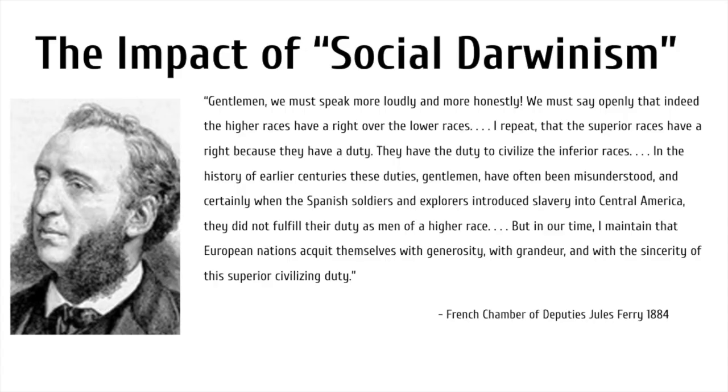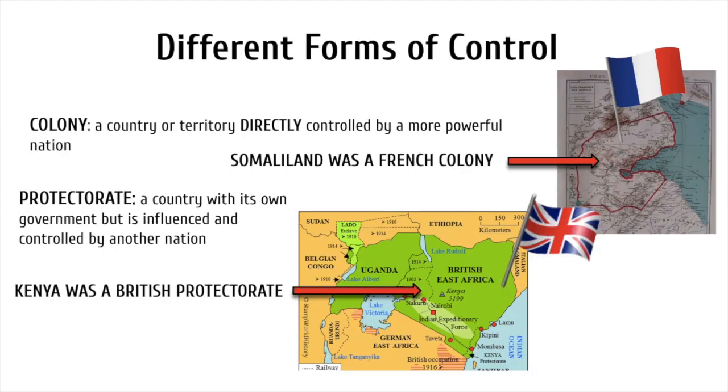But again, these people are talking about how it's their responsibility to civilize people that they deem to be uncivilized. That is their responsibility. They're not going to bring slavery like the Spanish did. That was a bad thing the Spanish did. We are going to go there and we are going to abolish slavery, and we are going to be generous, and we are going to be sincere, and we are going to help civilize these people. We'll learn more about what this civilization looks like in some future lessons.